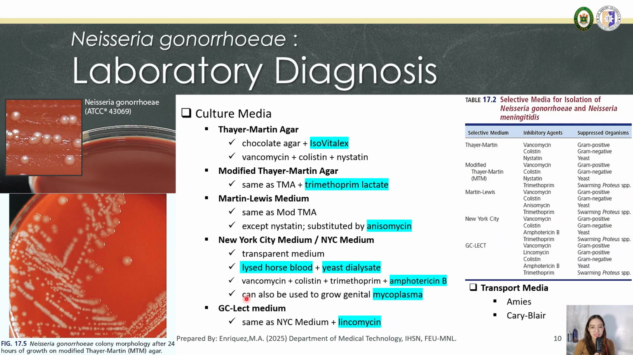Last on the list is the G Select medium. So the G Select medium is exactly the same as the NYC medium, except with the addition of lincomycin. So lincomycin is also capable of preventing or inhibiting the growth of gram-positive organisms.